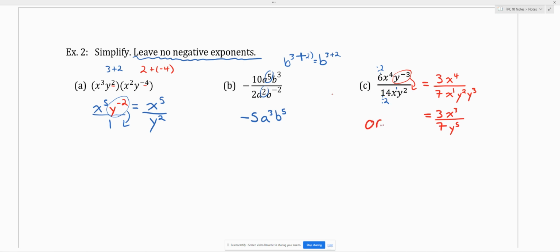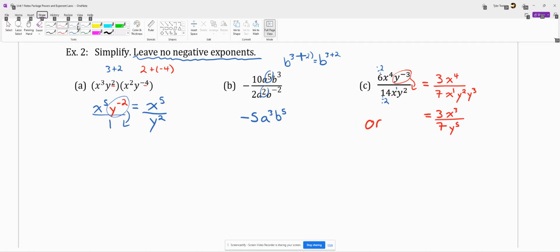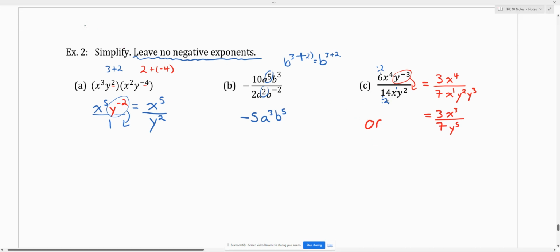So I'm going to show another method here. Let's change colors. Let's go to green maybe. And we're going to get the 3 over 7. Okay, that's my coefficient. And then all I have to do is deal with my exponents here, x to the 4, x to the 1. So I'm going to subtract those to get x to the 3 up top.